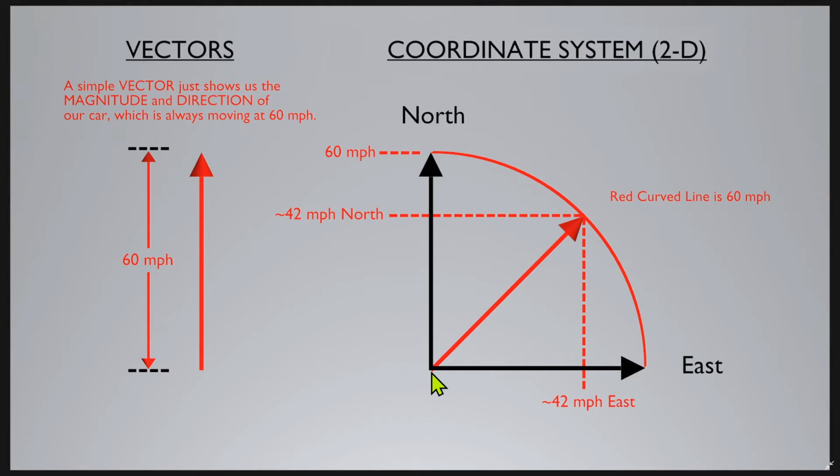Now, when you want to look at this distance here, we're going to see that the car is going 42 miles an hour in the north direction, and the car is going 42 miles an hour in the east direction. And that's going to yield us this vector that goes 60 miles an hour. Represents 60 miles an hour. I'll explain that in a second.